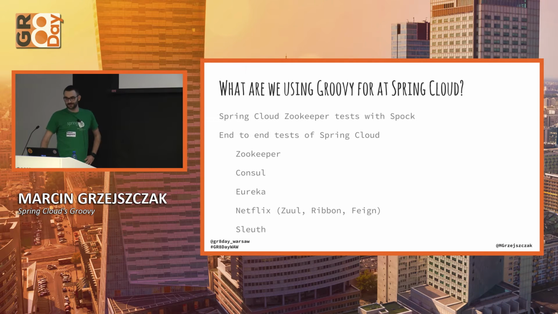And actually, what we're also doing is that we have end-to-end tests of Spring Cloud. In a company, we had this approach that was described here, that we didn't want to do those end-to-end tests. So suddenly I say that we're doing end-to-end tests of Spring Cloud. Yes, that's quite a big change, but there are reasons for that, and I'm going to talk about them later. So we're doing end-to-end tests of Zookeeper, Consul, and Eureka, so the service discovery things that we integrate with. Also the Netflix tooling, so Zuul, Ribbon, Feign, and Sleuth.